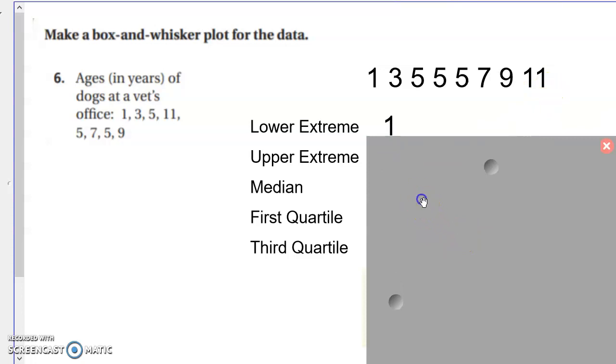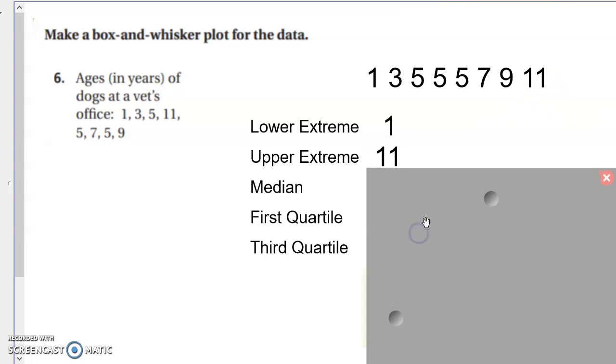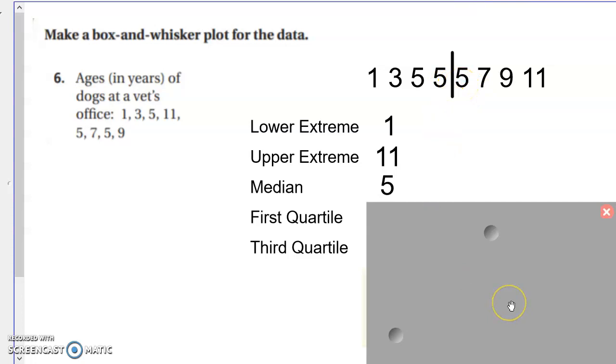My upper extreme would of course be 11. Now my median. Remember, that's my middle number. I have 1, 2, 3, 4, 5, 6, 7, 8 numbers. So to split them up in half, my median would be between 5 and 5. Well, when it's between two numbers that are exactly the same, that just means my median would be 5.